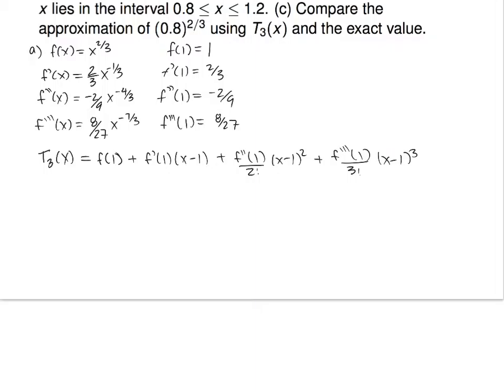Hopefully. All right, so now we input all of the things. So for this case, T3 of x is 1, plus 2/3 x minus 1, minus 2/9 times 1 over 2 factorial, x minus 1 squared, plus 8 over 27, 1 over 3 factorial, x minus 1 to the third.